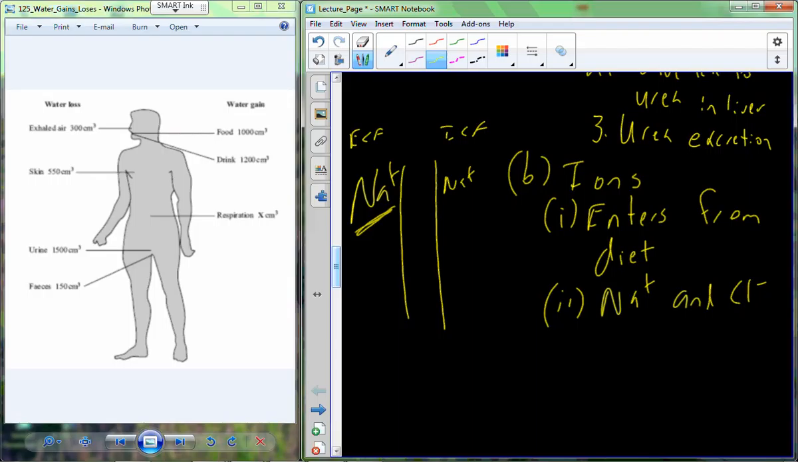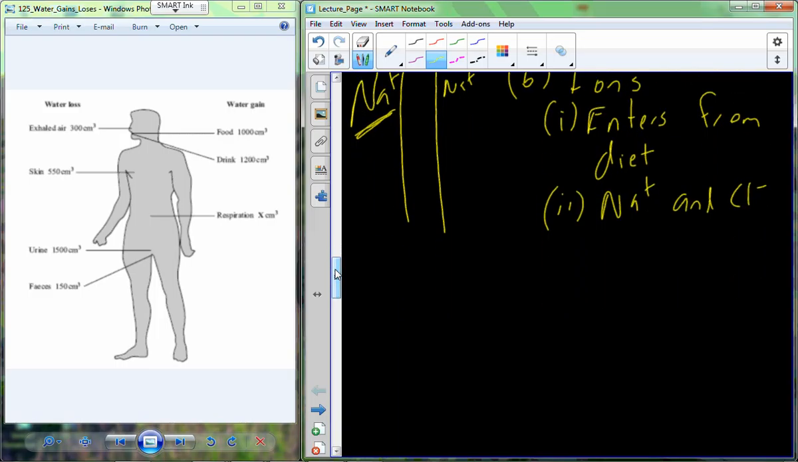And we don't want them to be super high. We don't want them to be super low. This is all about homeostasis. We want to maintain them at a nice normal physiological level. So when you eat those real salty fries, you're probably getting far more sodium than you need, and we want to get rid of some of that, so it comes out in the urine.